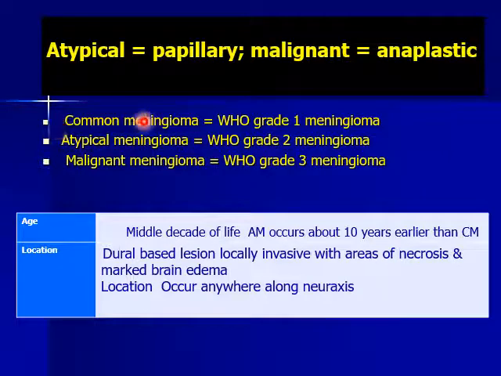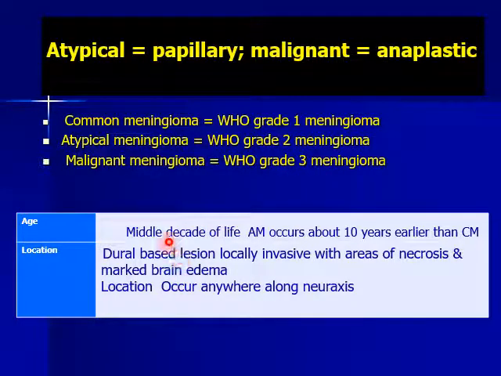The common meningioma is considered grade 1 WHO regarding benignity. But we have some meningiomas with atypical pattern, considered grade 2, and sometimes they are malignant from the start and considered grade 3 meningiomas by the WHO classification.